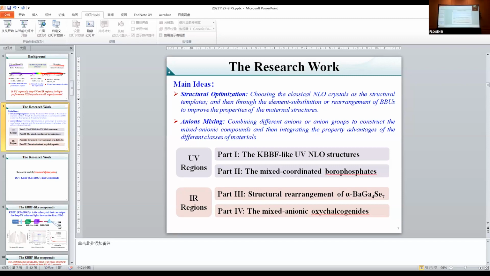The second one is anion mixing. We know the nonlinear optical property of materials mainly comes from the anion groups. So combining different anions or anion groups to construct mixed-anion compounds can better integrate the property advantages of different classes of materials. By doing this, we have done four parts of work.